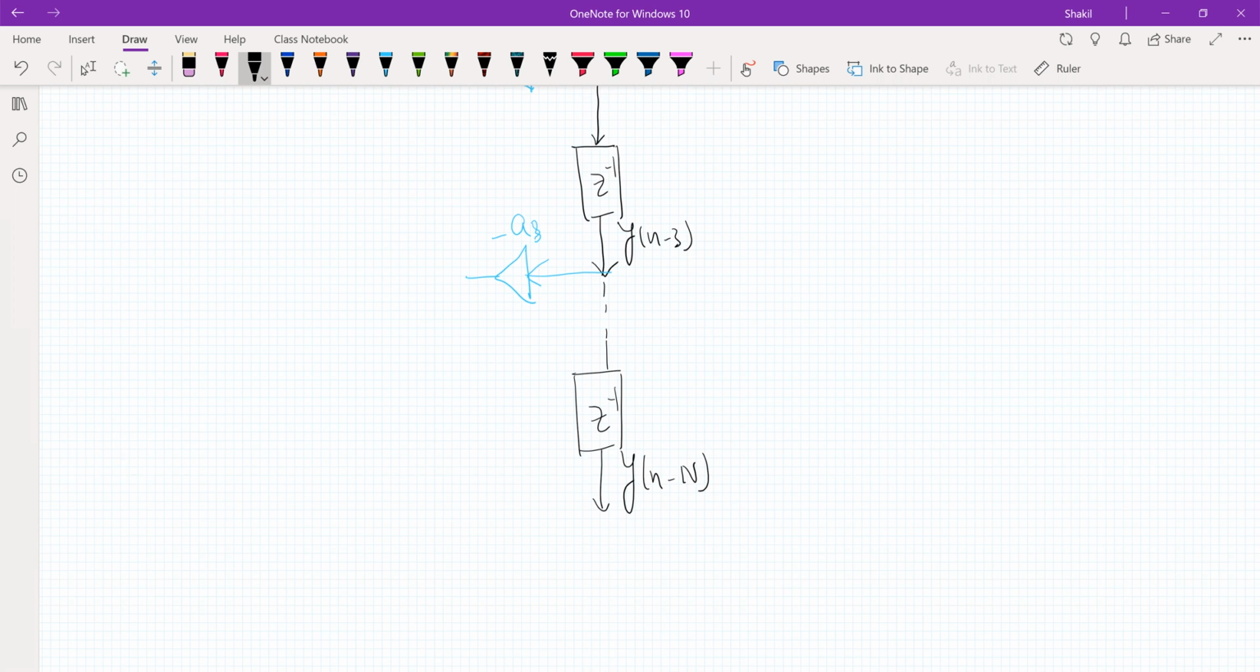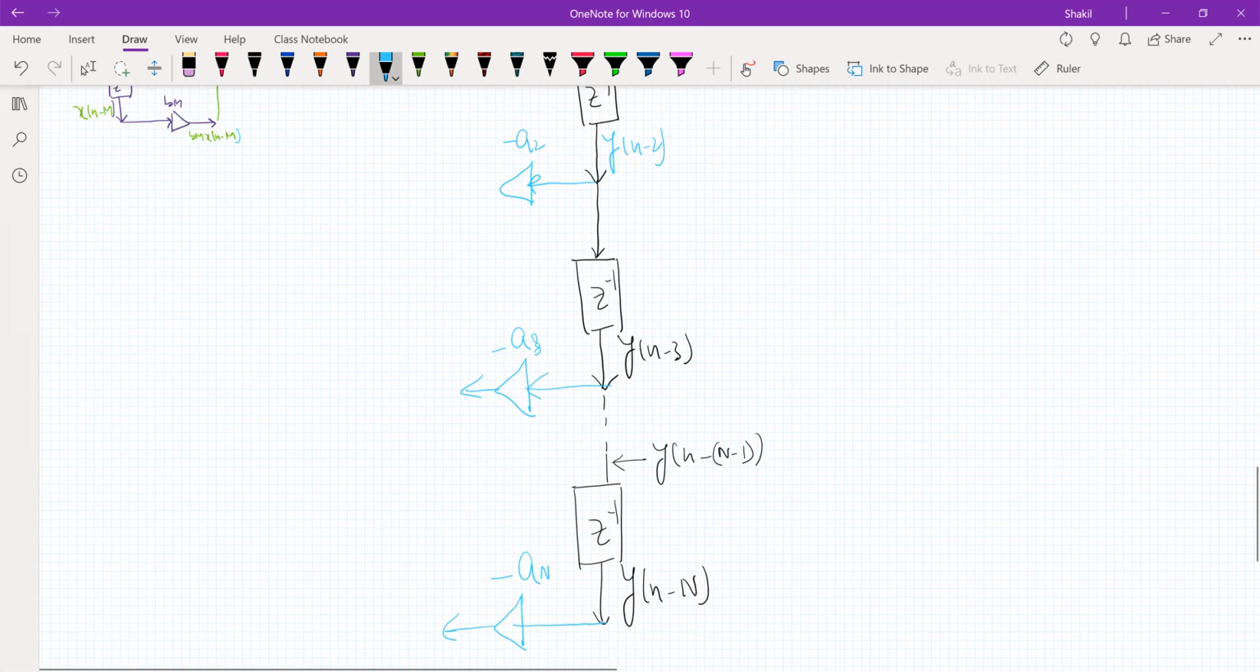So what will be this input? This input will be y of n minus capital N minus 1. Remember that, right? So this will be the input before this. Then we'll pass this through a multiplier whose multiplying coefficient is minus a_N, right? So I have these available.